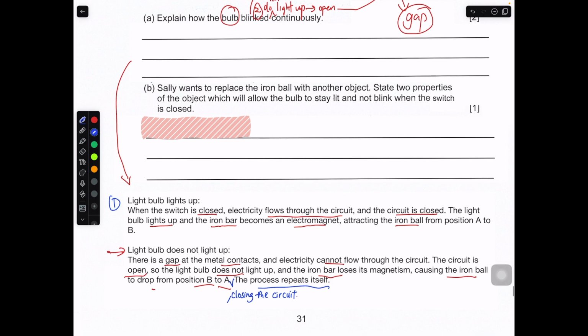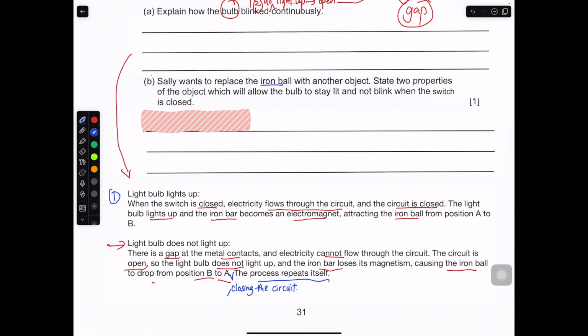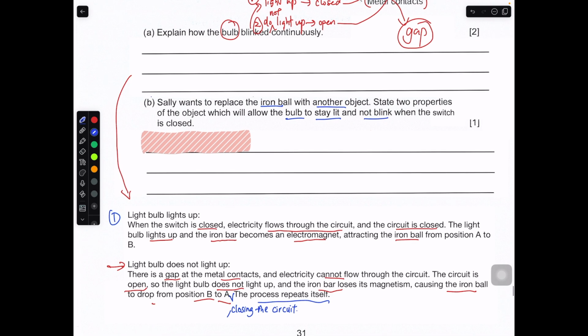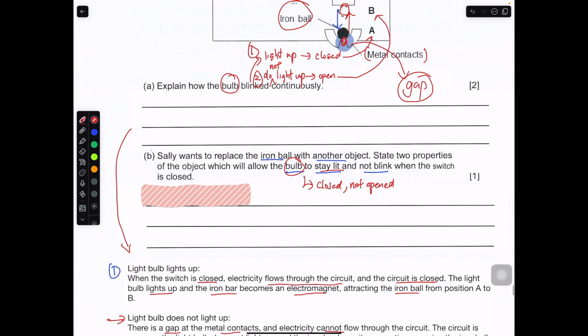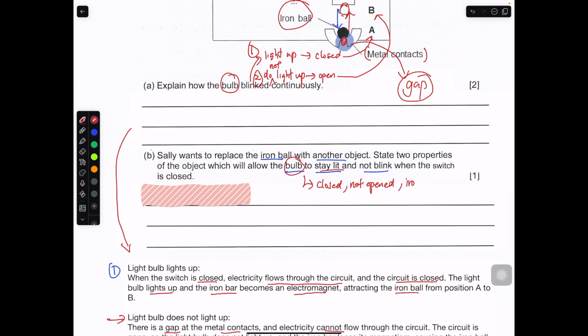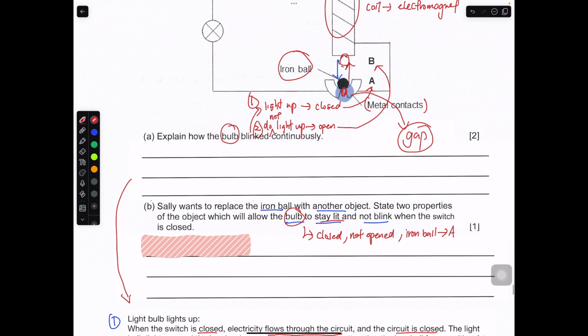Okay, Sally wanted to replace the iron ball with another object. State 2 properties of the object which will allow the bulb to stay lit and not blink when the switch is closed. He's trying to say that I only want the circuit to be closed and not open. Okay, for this to happen, that means the iron ball must always be at A. Okay, must always be here.